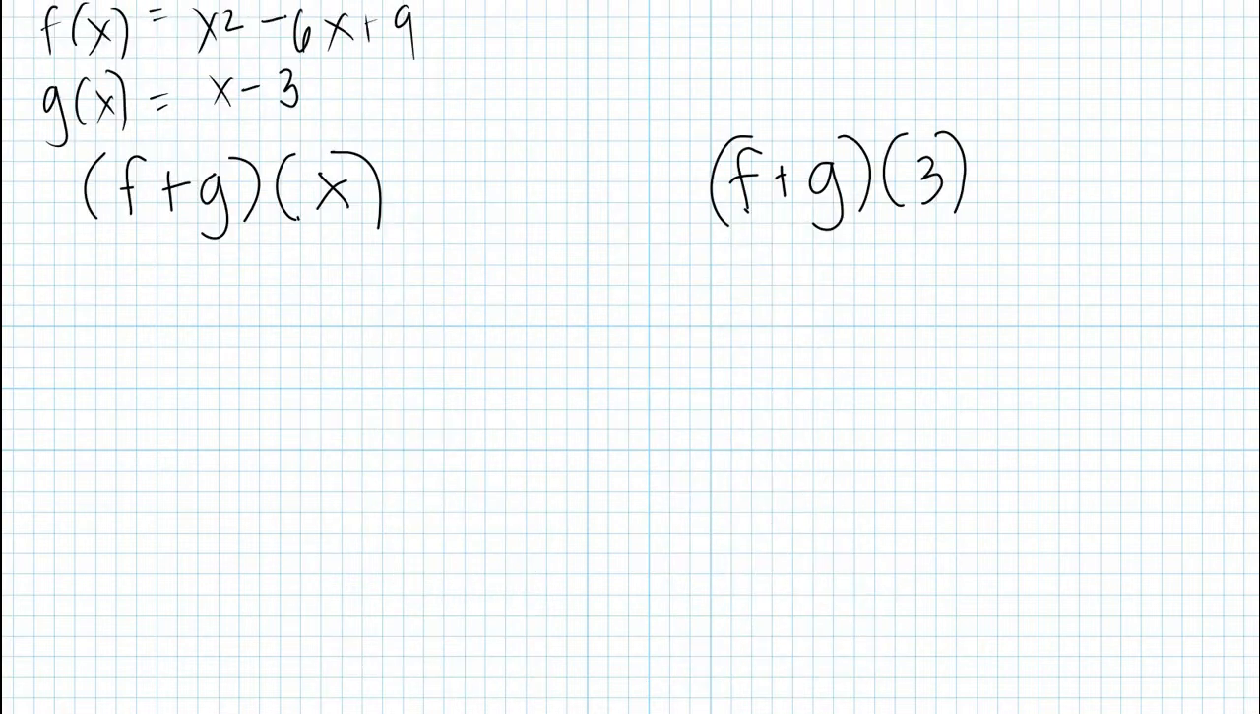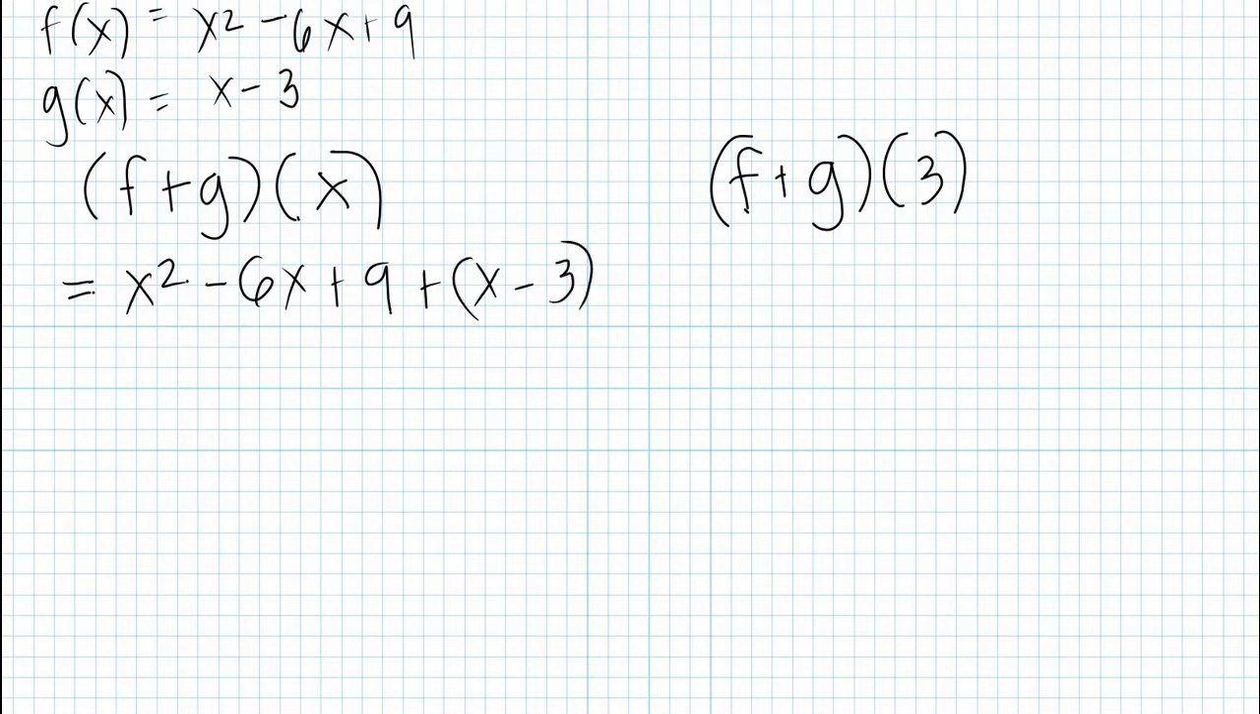First, let's start with f plus g of x. That means we just have to add the two equations. So that's x squared minus 6x plus 9 plus x minus 3. And then we combine the similar terms. For x squared, it's only 1, so that will be x squared. And then negative 6x and x would be negative 5x, and then 9 and negative 3 would be 6. Now this is the function f plus g of x.